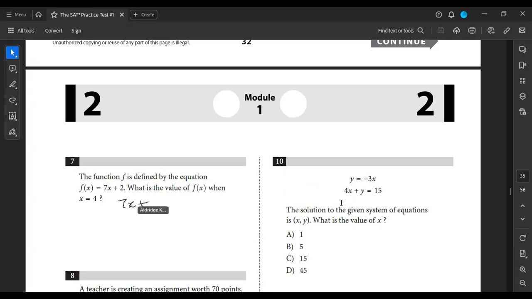Yeah. So we have 7x plus 2, and it's asking us what's the value of the function when x is 4. So 7 by 4 is 28 plus 2, so we have 30.